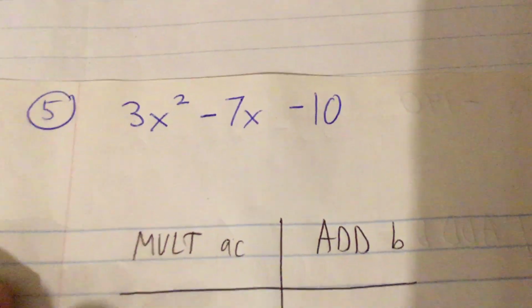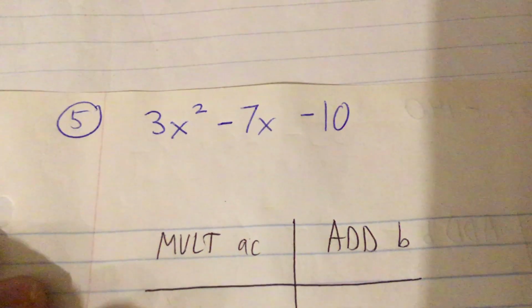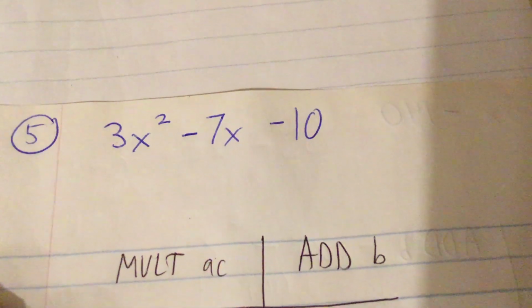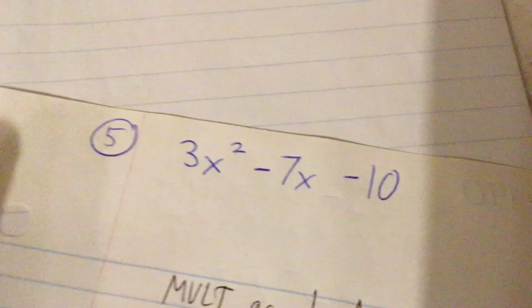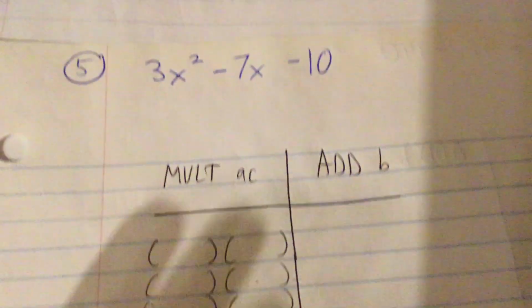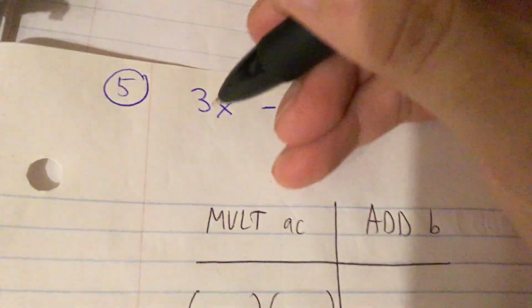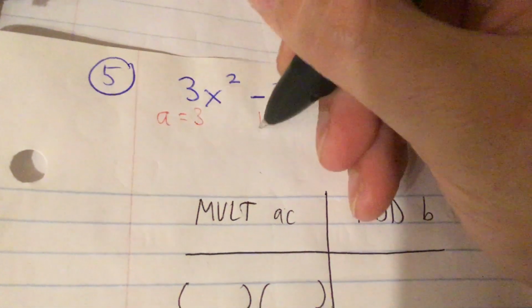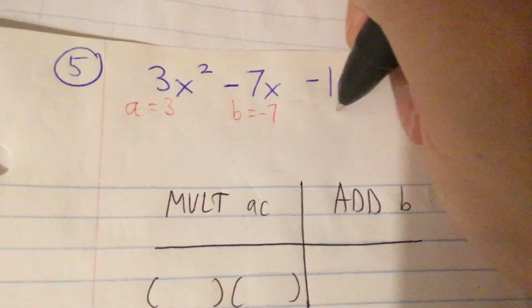Okay. All right, moving on to the last 2 problems of the day. Problem number 5, 3x squared minus 7x minus 10. Can I factor something from all 3 of these terms? All right, I'm going to get you started, and then you're going to do this problem independently. So I can't factor anything out, but a is 3, b is negative 7, c is negative 10.